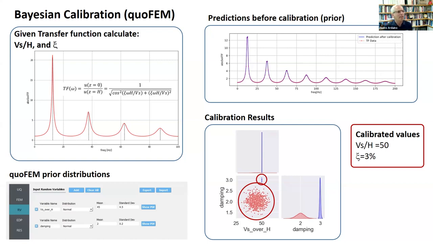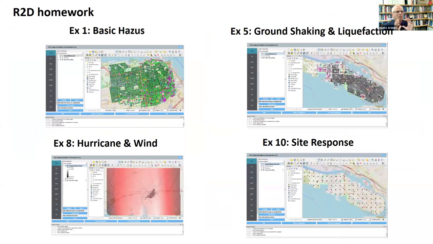Finally, I want to go into R2D homeworks. This was more difficult because R2D is more involved. So we went through several examples that are provided in R2D. One was basic HAZUS, the other one, example 5, ground shaking and liquefaction. We did the hurricane and wind analysis, then we did the site response analysis. We invested 4 weeks into R2D to understand this.